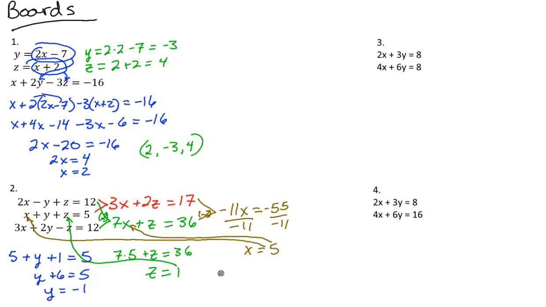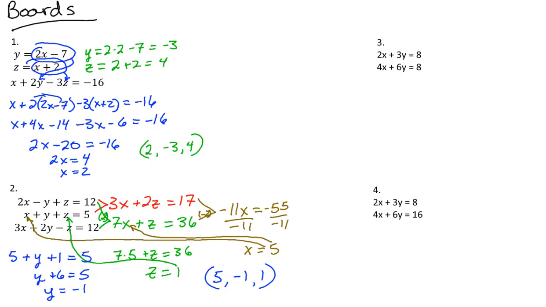So our answer is x is 5, y is negative 1, and z is 1. Oh, good. That is the point that will work in all of them. 5, negative 1, 1 in each of the three equations. And it's the only combination of three numbers that will work in all three of those equations.